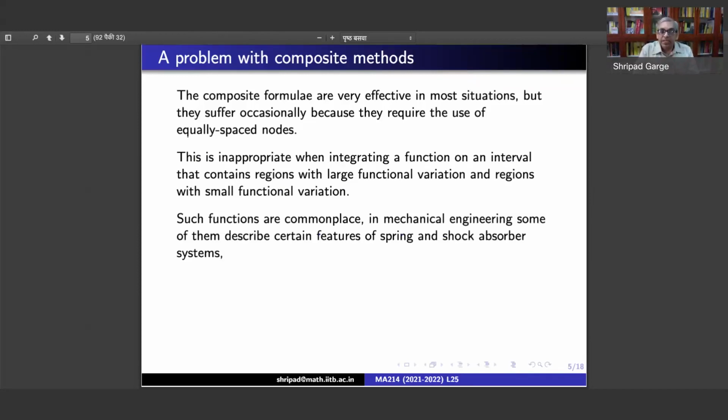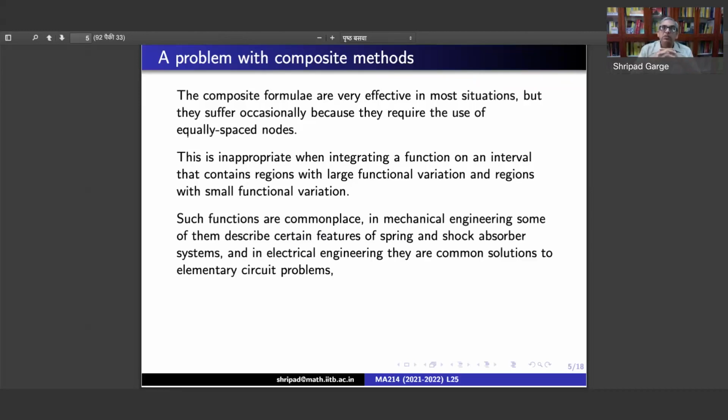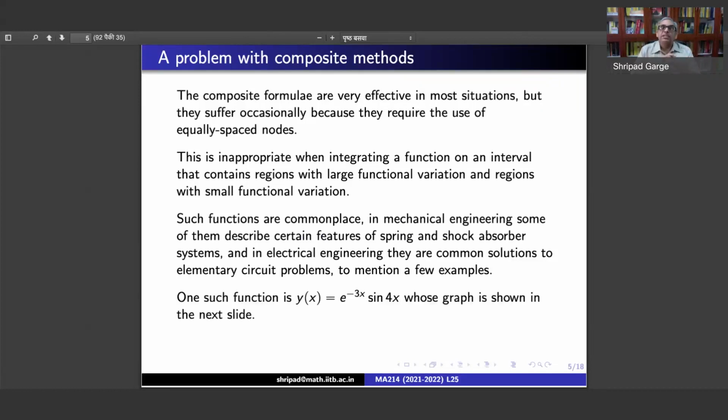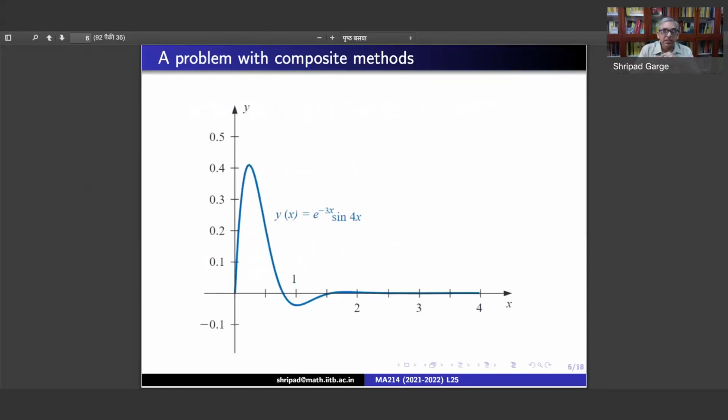If you're looking at mechanical engineering, then some of these functions will describe certain features of spring and shock absorber systems. Whereas if you are looking at electrical engineering, then you are going to look at elementary circuit problems, and their solutions will give such functions. To mention a few examples, of course, in almost every part of engineering, there are such functions. For instance, one such function is y of x equal to e to the power minus 3x times sine 4x. And I'll show you the graph of this function. This is how the graph looks.